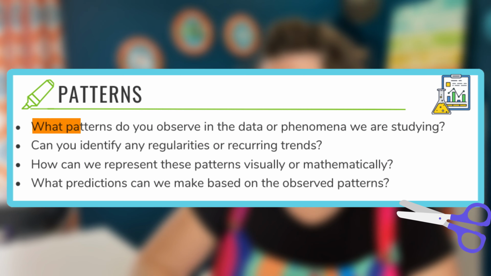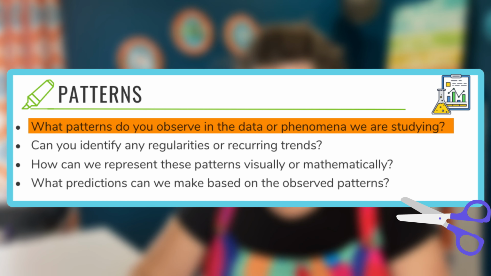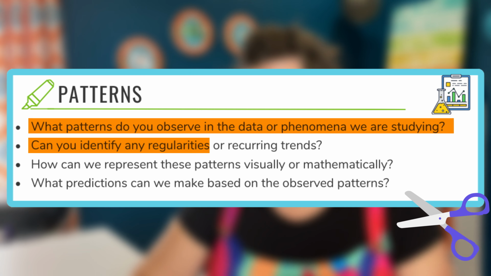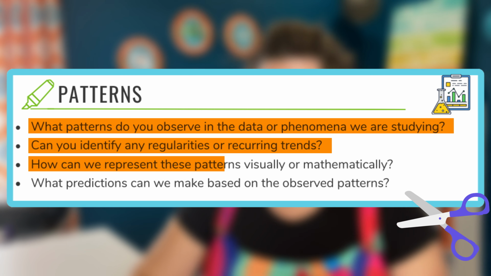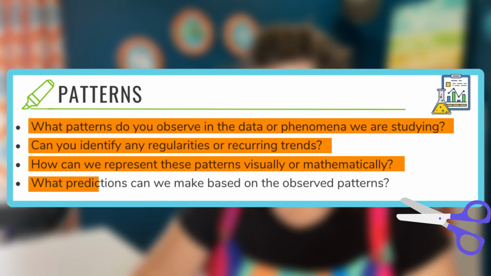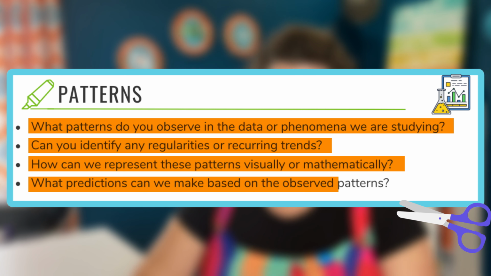If you're just starting out creating an activity and you've identified a resource for your students to use, here are some simple questions you might think about as you're planning for students to identify patterns, or these are questions you can actually embed in your activity to prompt students to identify these patterns. We have, what patterns do you observe in the data? That's a pretty obvious and direct one. Can you identify any regularities or recurring trends? How can we represent these patterns visually or mathematically? And what predictions can we make based on the observed patterns?